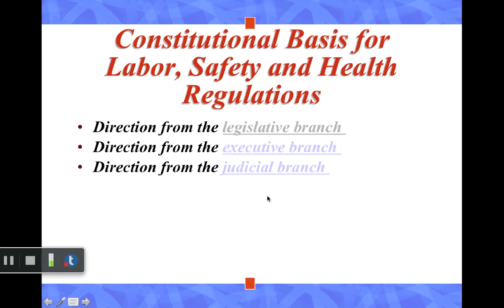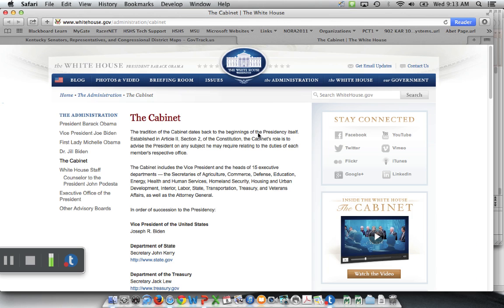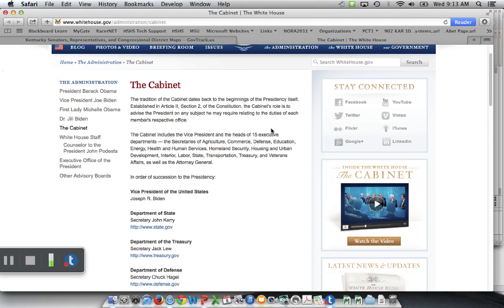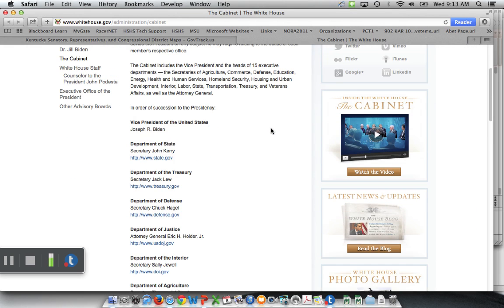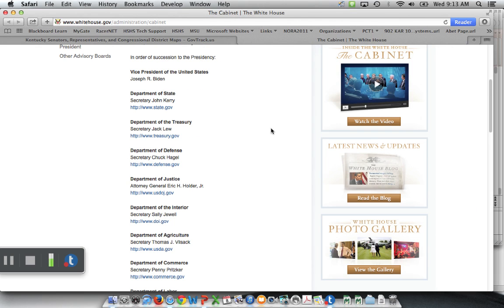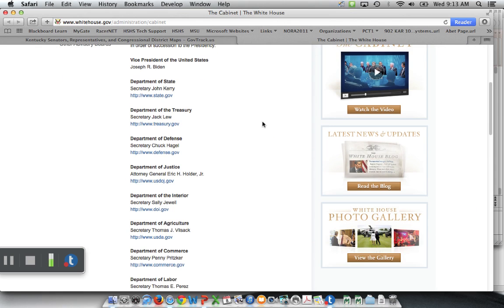Then you have direction from the executive branch. Once a bill is signed into law, creating an agency like OSHA, it's going to be run day-to-day by the executive branch of government. Let's take a look at who those individuals are currently. Again, this is 2014. The president is Barack Obama, and the president has a cabinet. The cabinet are members that he appoints, and are confirmed by the Senate.